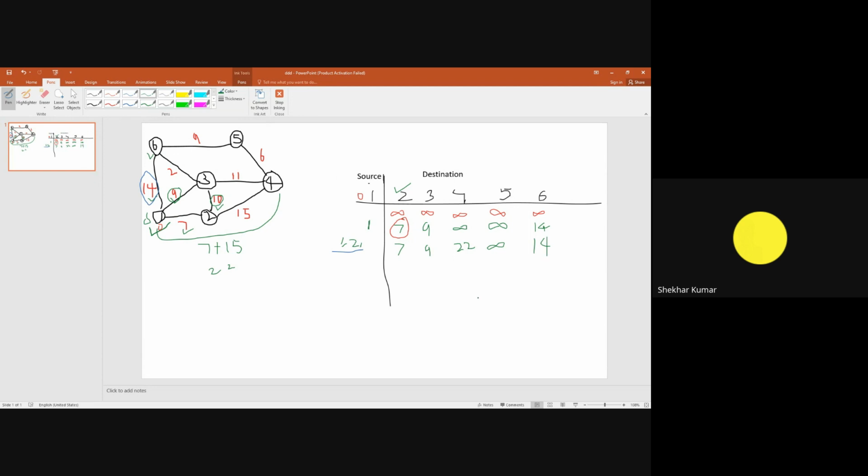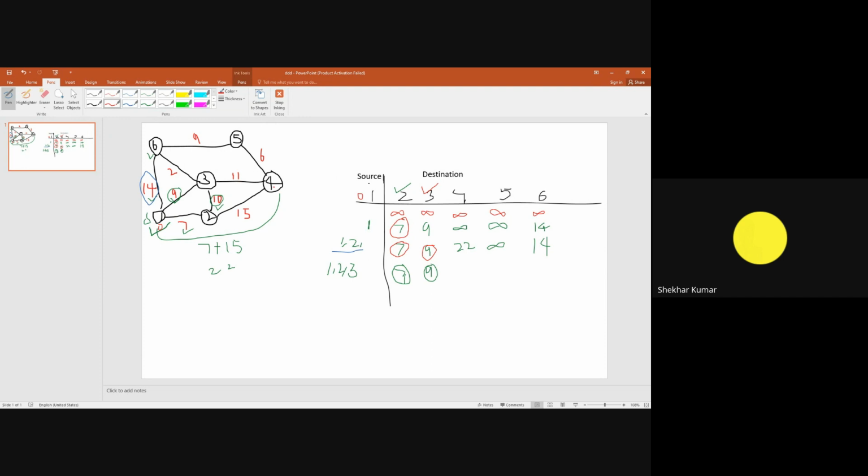Okay, now I will select the next minimum. Next minimum is 9. 7 is also covered. Next is 9. That is our destination 3. So now 1 is also covered, 2 is also covered, and 3 is also traversed. Okay, now I will check. Next, 7 is also covered, 9 is also covered.